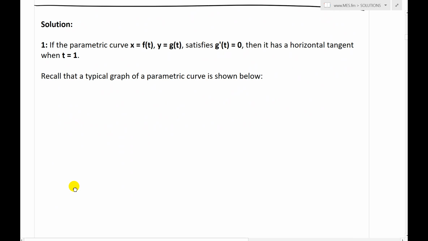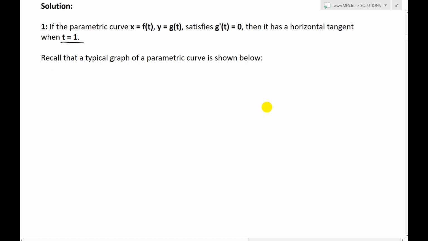Alright, so statement 1 states: if the parametric curve x equals f of t and y equals g of t satisfies g prime of t equals 0, then it has a horizontal tangent when t equals 0. Now before I cover this statement, I just want to quickly recap on parametric curves.